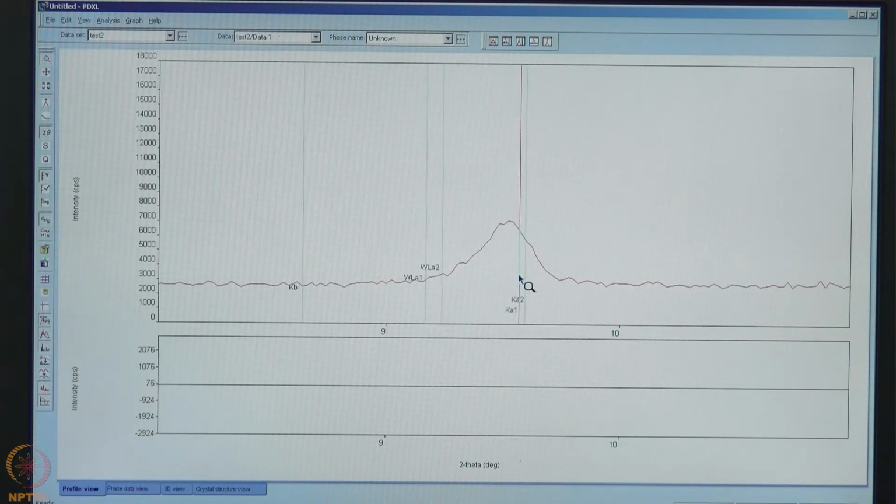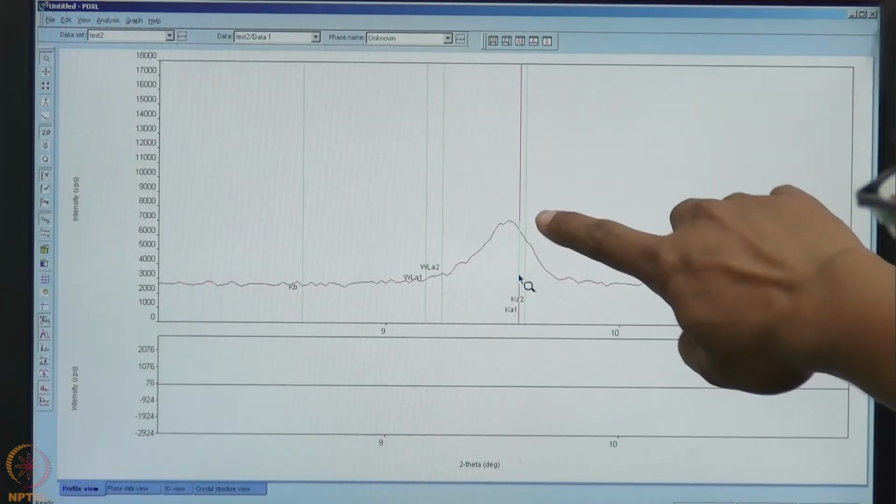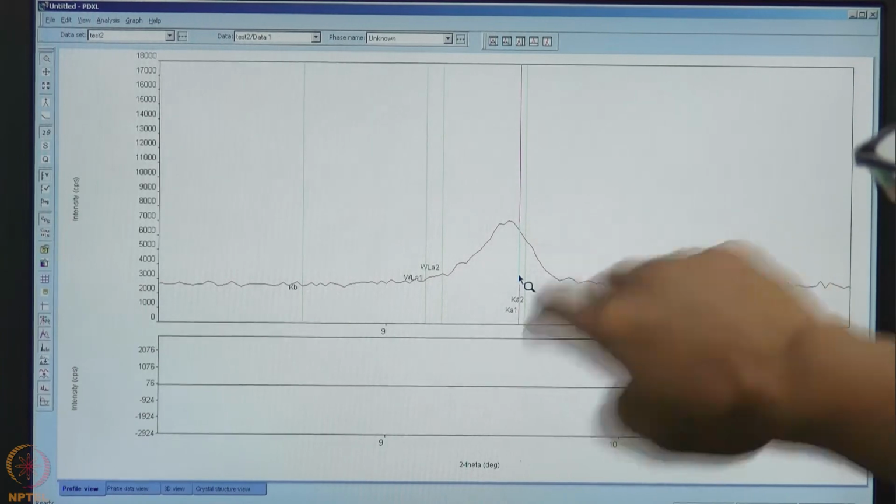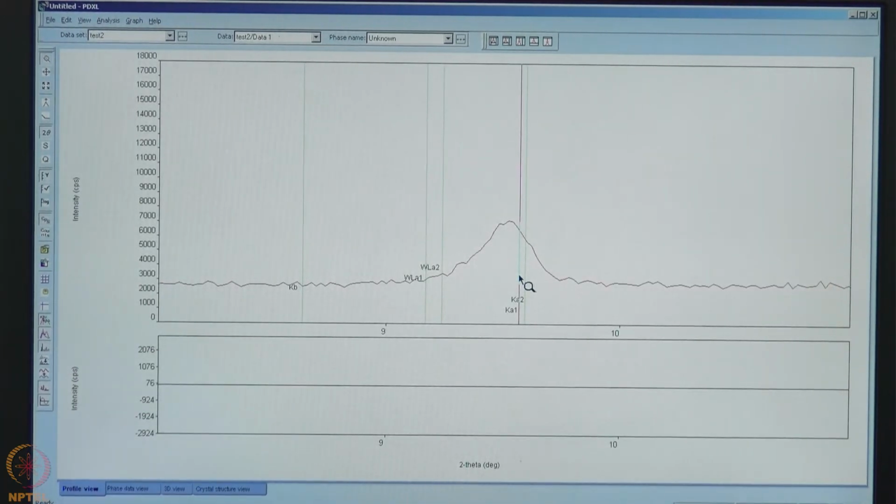In this case, if we fix that particular point as alpha 1, then the green line which is coming next to it is the peak for K alpha 2. So this particular powder X-ray diffractometer does not use monochromatic radiation, but uses just copper K alpha 1 and alpha 2 as a mixture, and hence the peak finding software indicates the possible positions for K alpha 1 and K alpha 2 as well.